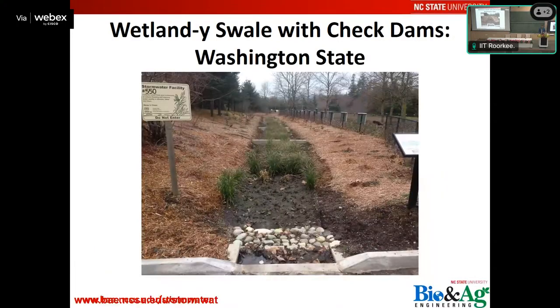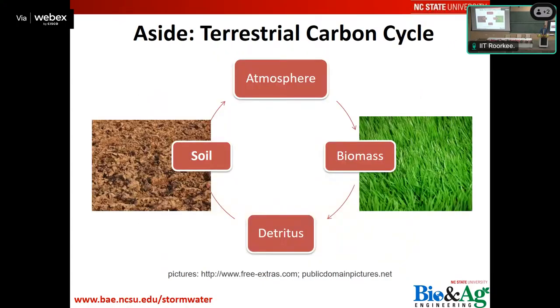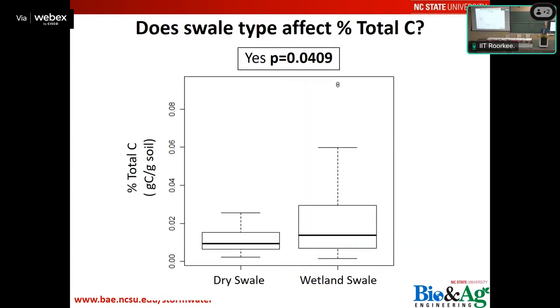All right, so here's a series of wetlandy swales. They even added check dams to make the wetland swale wetter, okay? And as I mentioned earlier, there is an additional benefit in addition to nitrogen removal, which is that you can sequester carbon. We talked about that yesterday, where the dry swales sequestered less carbon than the wetland swales. All right. So there are benefits to having wetland swales.